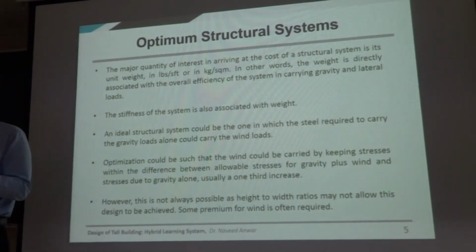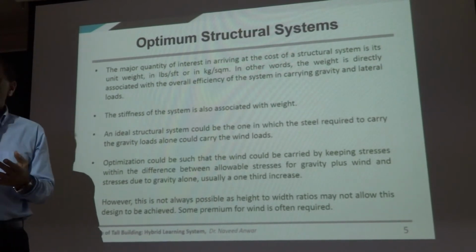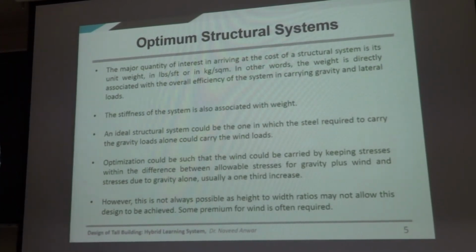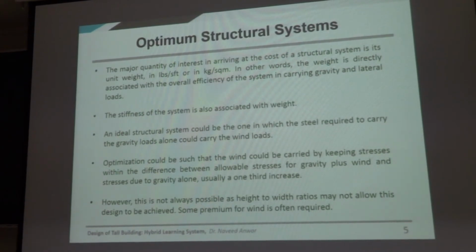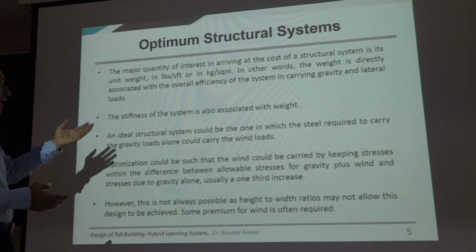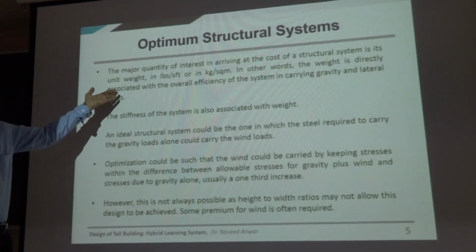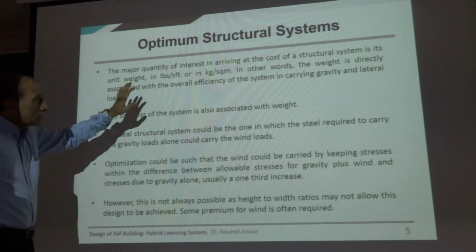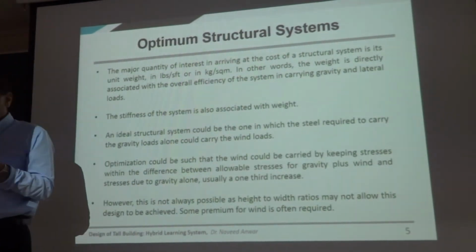That means, what is the quantity of concrete, concrete weight per square meter of the building area? What is the quantity of steel, kilograms per square meter? Because that will determine the cost of the building. So when you are selecting systems, ultimately this will be something that you need to worry about. You also need to reduce the weight and the cost, because the two components are interconnected.